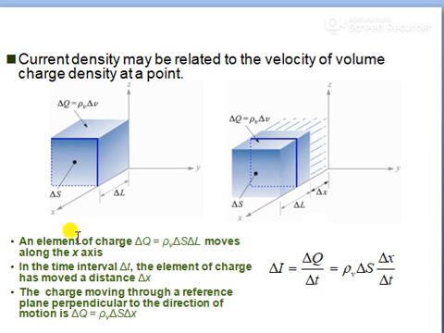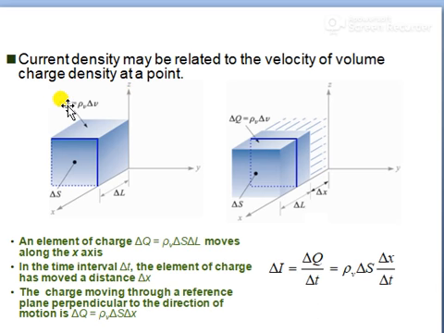Now next we want to develop the relationship between J and rho v. To develop this relation I need to consider a set of charged particles which gives rise to rho v in a volume V, right? And the current density J can be related to the velocity with the volume charge density, right? So you can see current density may be related to the velocity of the volume charge density at the point. You can see over here in the figure, the cube is there with x axis, y axis, z axis.